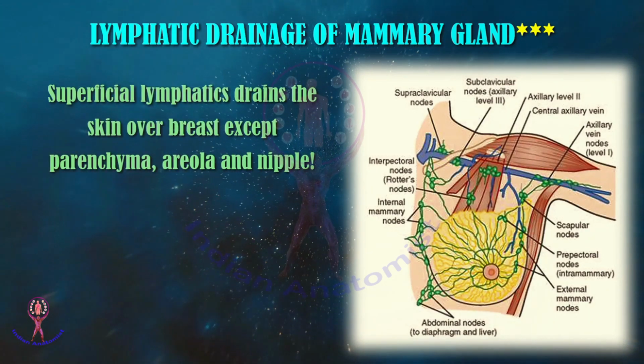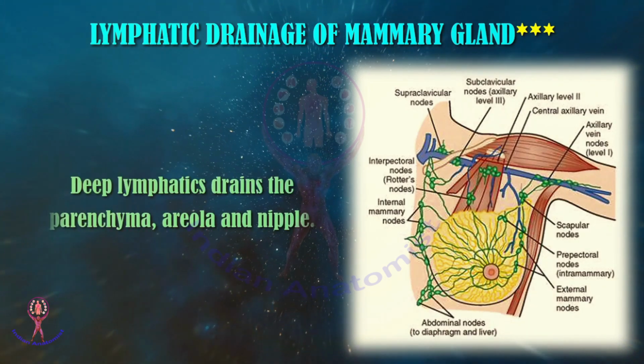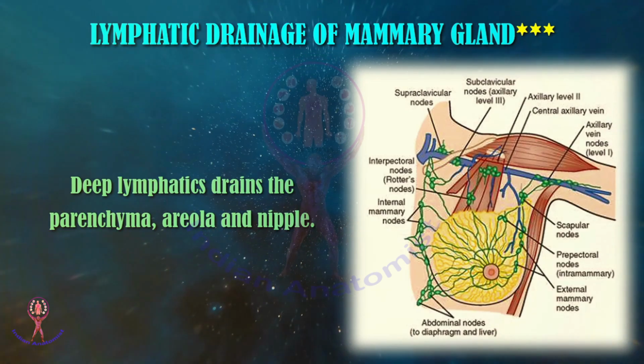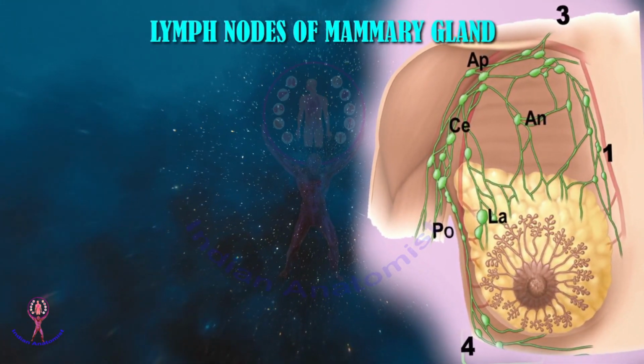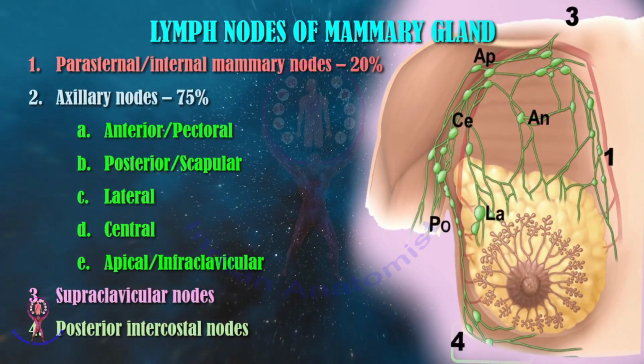The superficial lymphatics drain the skin over the mammary gland, whereas the deep lymphatics drain the parenchyma, areola, and nipple. Now let's learn about the lymph nodes that drain the mammary gland. Four different types of lymph nodes drain the gland.